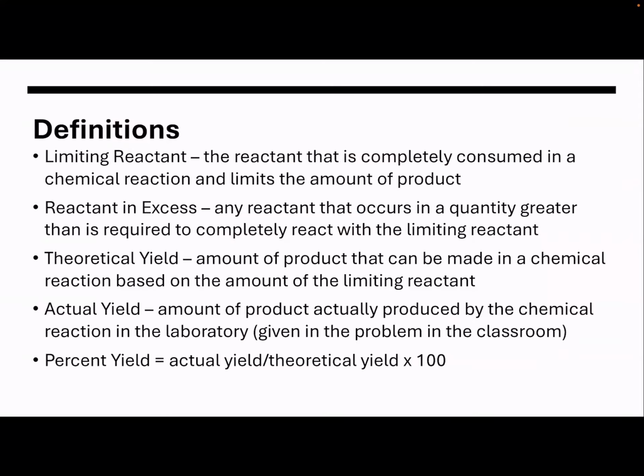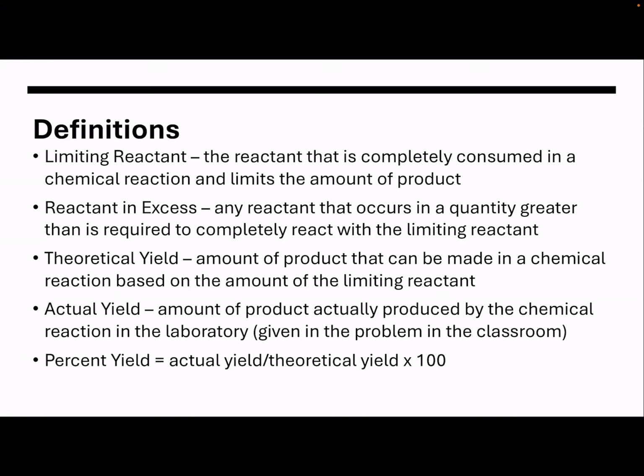So your limiting reactant is the reactant that is completely consumed in the chemical reaction and limits the amount of product that can be formed. The reactant in excess is any reactant that occurs in a quantity greater than is required to completely react with the limiting reactant. The theoretical yield is the amount of product that can be made based on the amount of limiting reactant. This theoretical yield, as we'll talk about, is assuming a perfect reaction. It's assuming nothing else goes on in the chemical reaction. In reality, side reactions always occur.